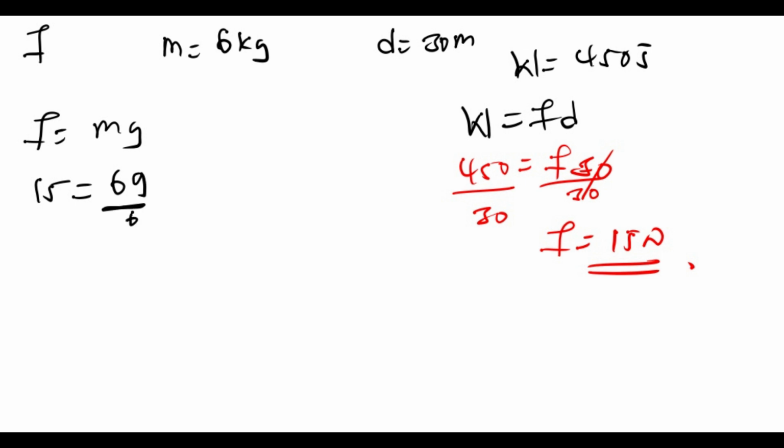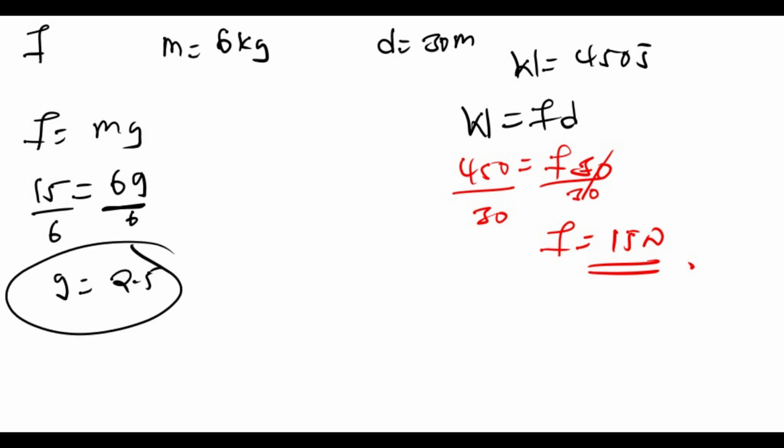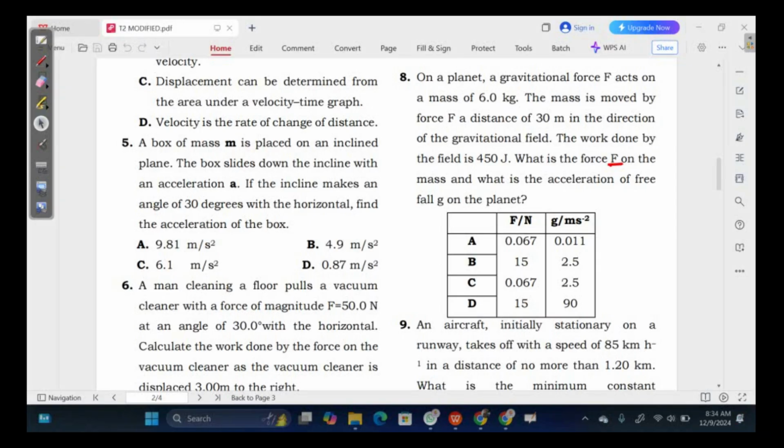Divide both sides by 6. G will be equal to 15 divided by 6. That is 2.5. So I'm going to the options now. The force, I should get 15 newtons. The g should be 2.5. When I find these answers, then I'll conclude that that is my option. The force being equal to 15, so it should be B. 15 and 2.5.